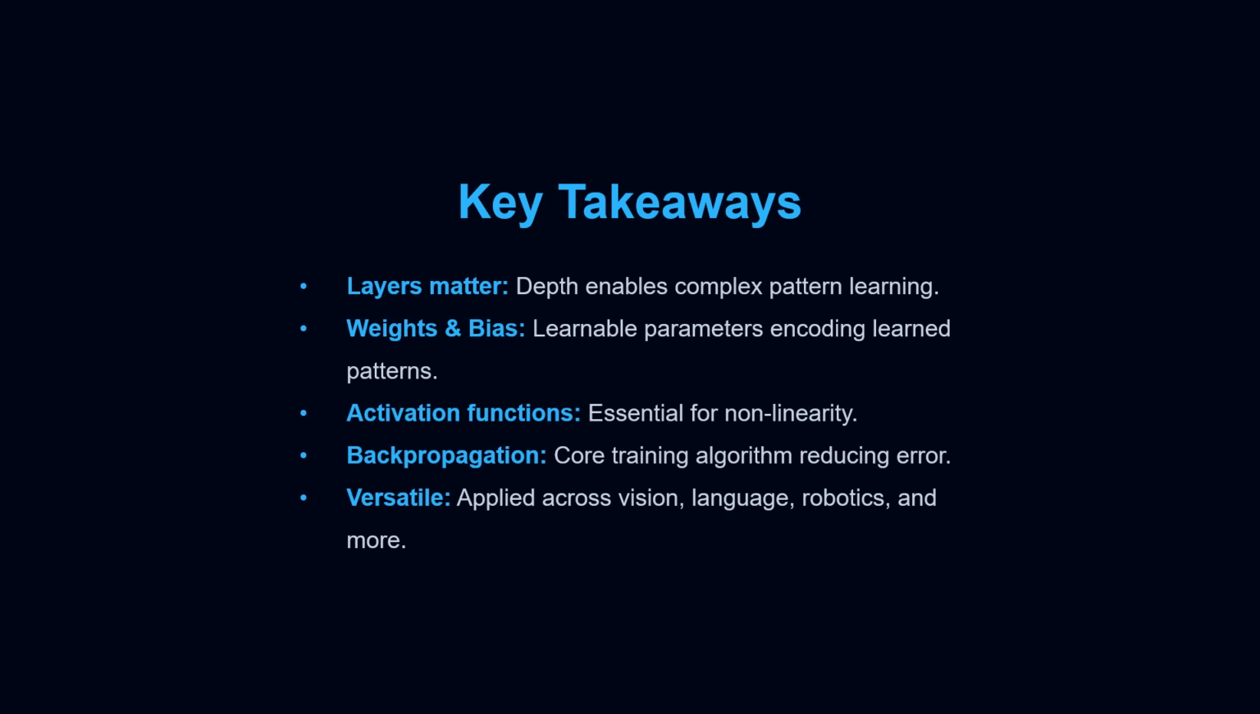Fourth, backpropagation, the training algorithm that efficiently adjusts weights to reduce error. Fifth, versatility, works across vision, language, time series, robotics, and beyond. These five concepts form the foundation of modern artificial intelligence. That concludes our overview.